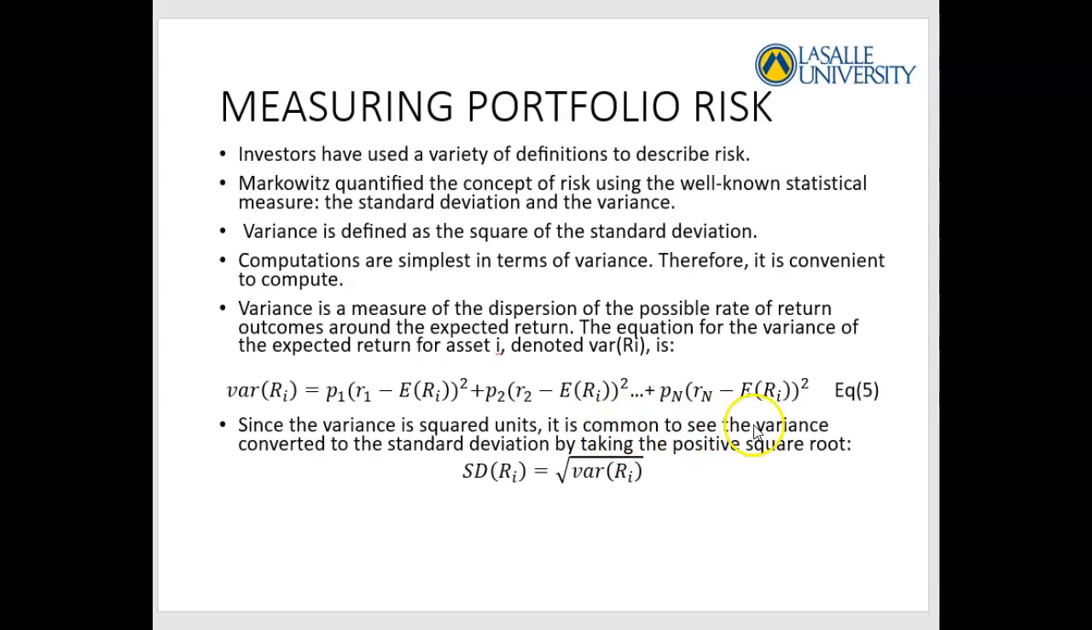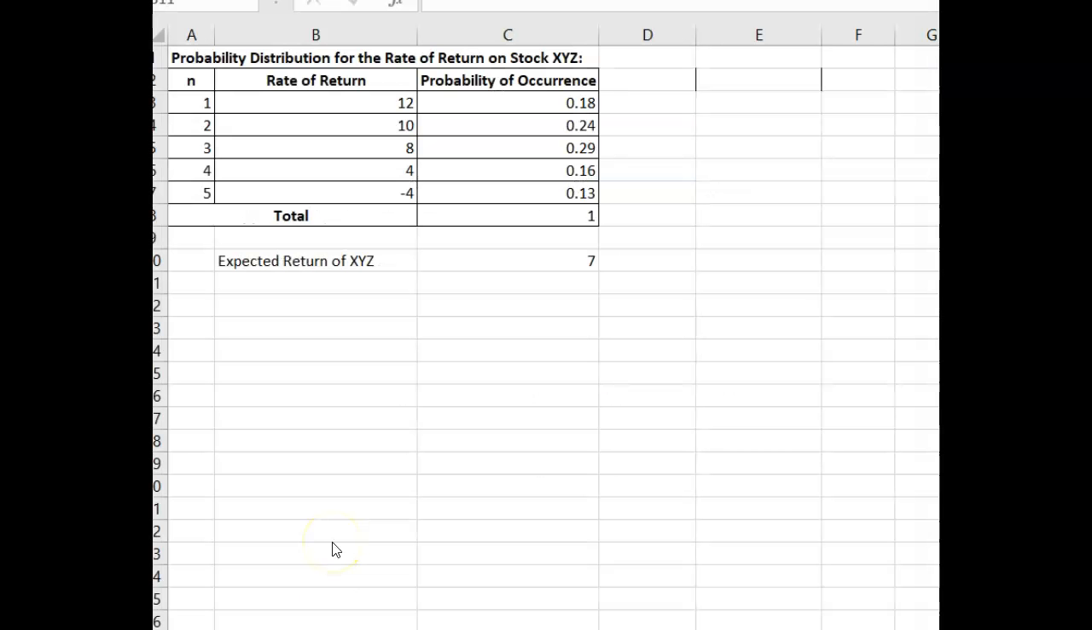But just remember that once we have calculated the variance, it's very easy to go to the standard deviation, which will simply be the square root of the variance that was calculated using equation 5 here. Now we're going to see how to use equation 5 in Excel to help us get the variance of stock XYZ.